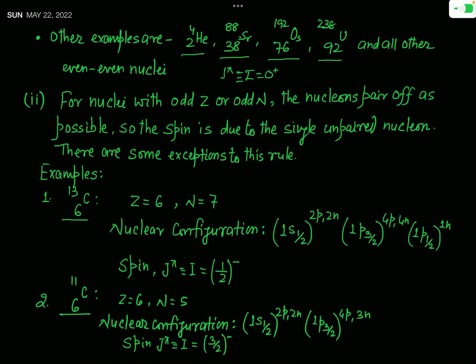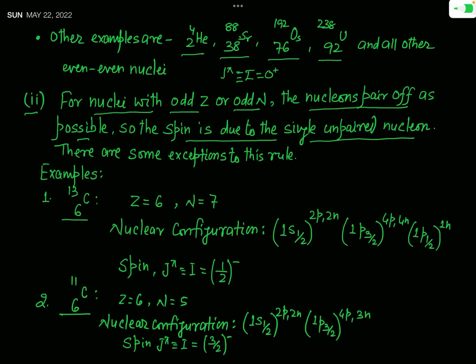Now the second rule says, for all nuclei with odd Z and odd N, the nucleons pair off as possible, and so the spin is due to the single unpaired nucleon. Okay, do you understand or not?